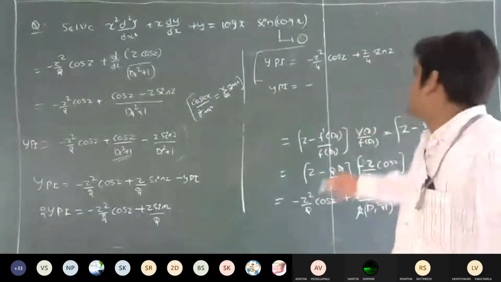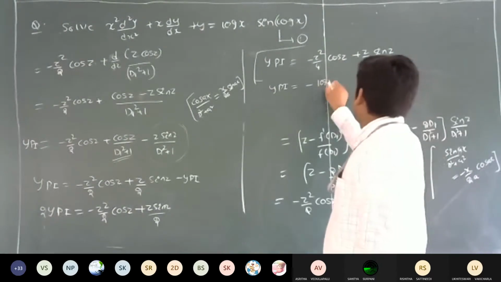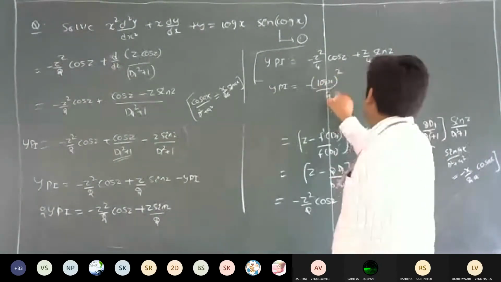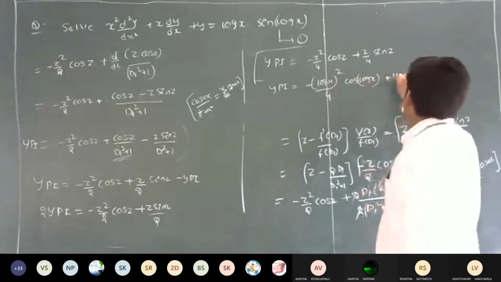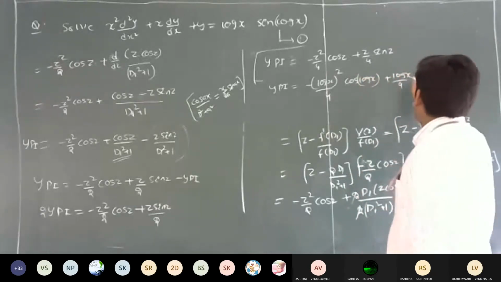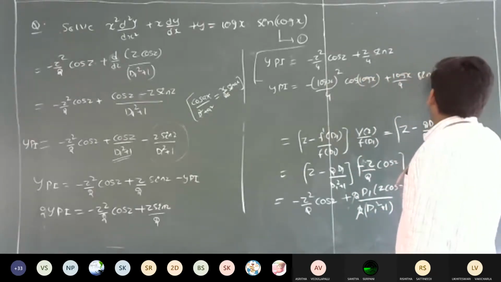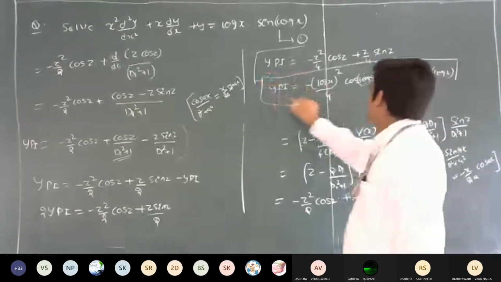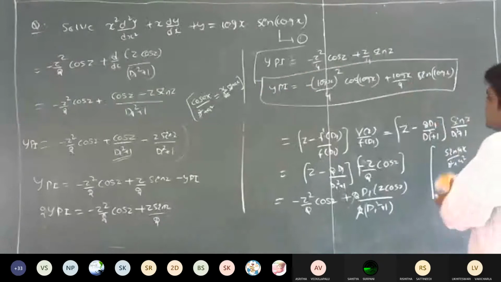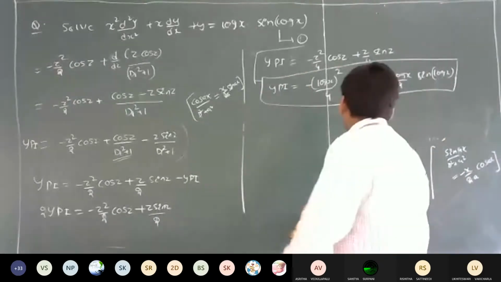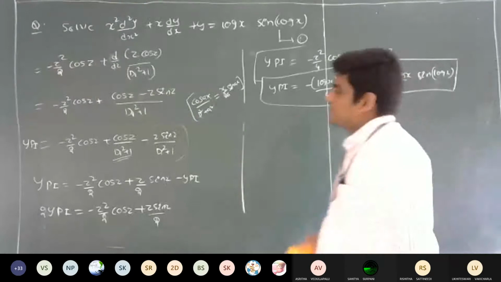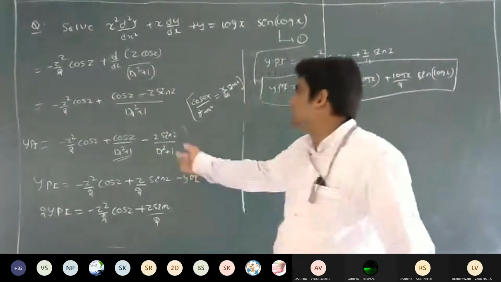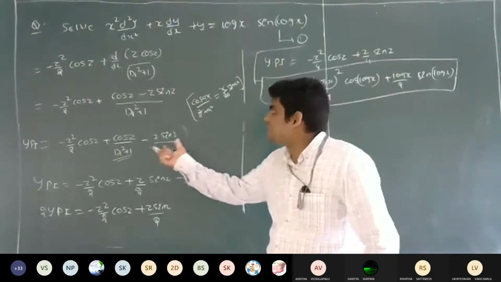What is z? Z is log x. Log x whole square by 4 cos of log x, plus log x by 4 into sin of log x. So this is the required particular integral of the given homogeneous linear differential equation.